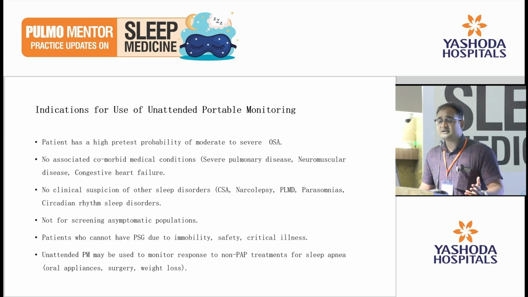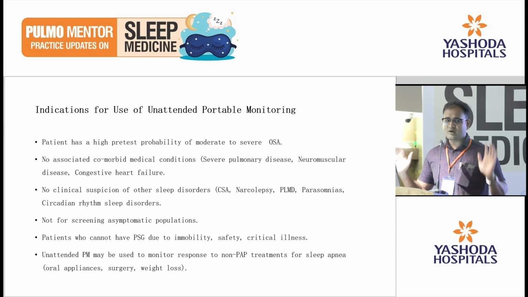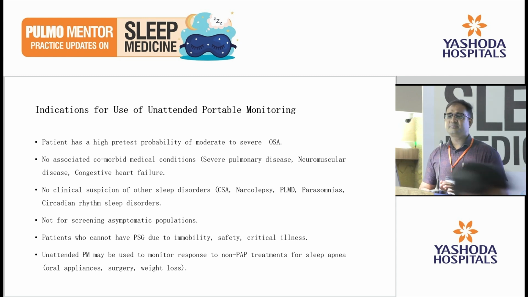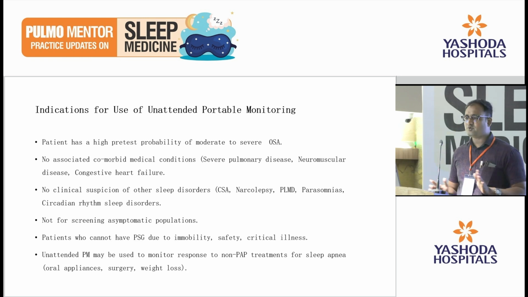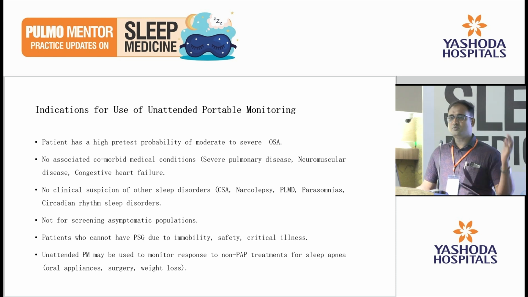Then the next question arises, when to go for this level 3 sleep study. Level 1, we know it's the best. In all patients, you can go for level 1 polysomnography if it is available. But level 1 polysomnography is not available in all the centers. So you have to manage with your level 3 polysomnography. So in which kind of patient can you go for this level 3 polysomnography?